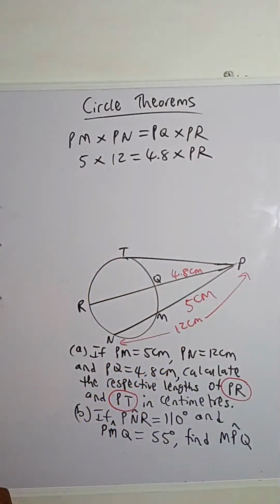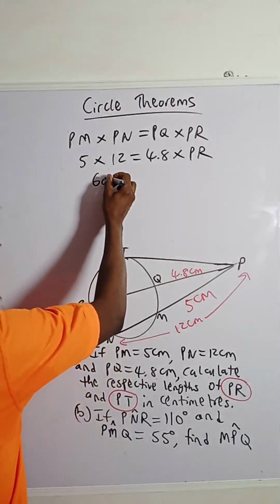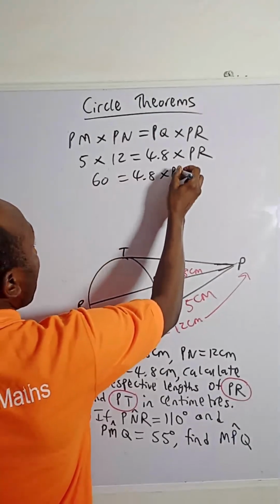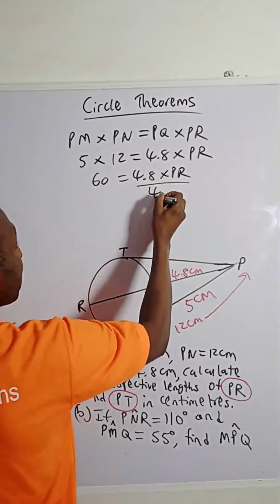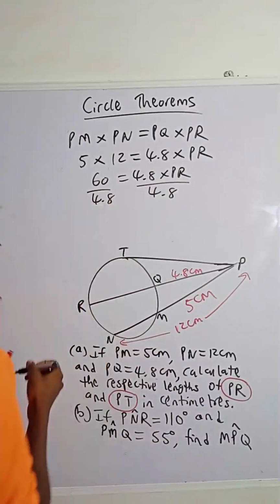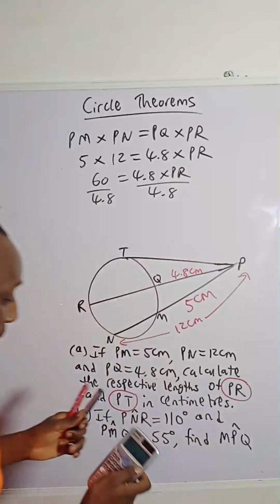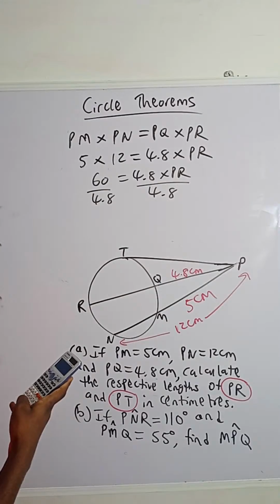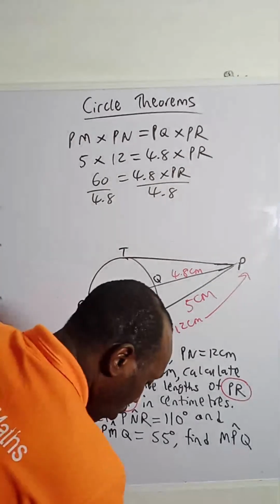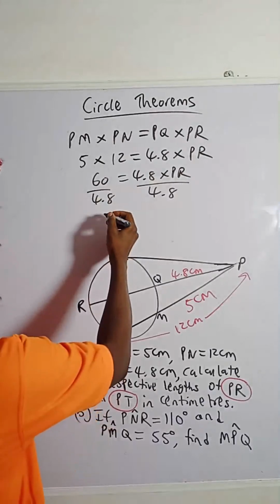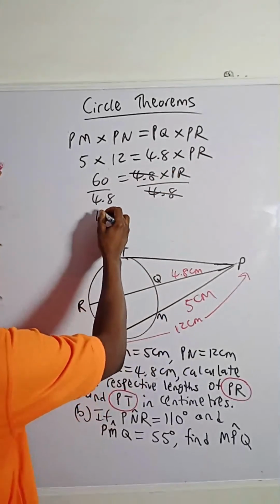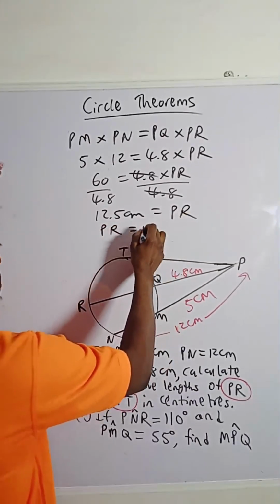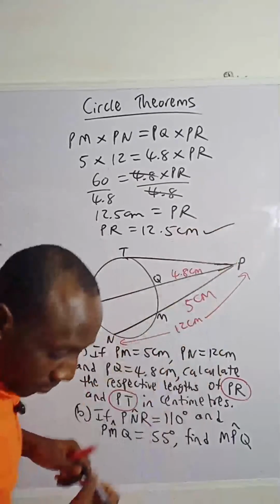5 times 12 is what? Is it 60? So this is equal to 4.8 times PR. Divide both sides by 4.8. So we have 60 divided by 4.8, which is what? 12.5. How many of you got 12.5? So PR is 12.5 centimeters. PR is 12.5. How many of you got this?